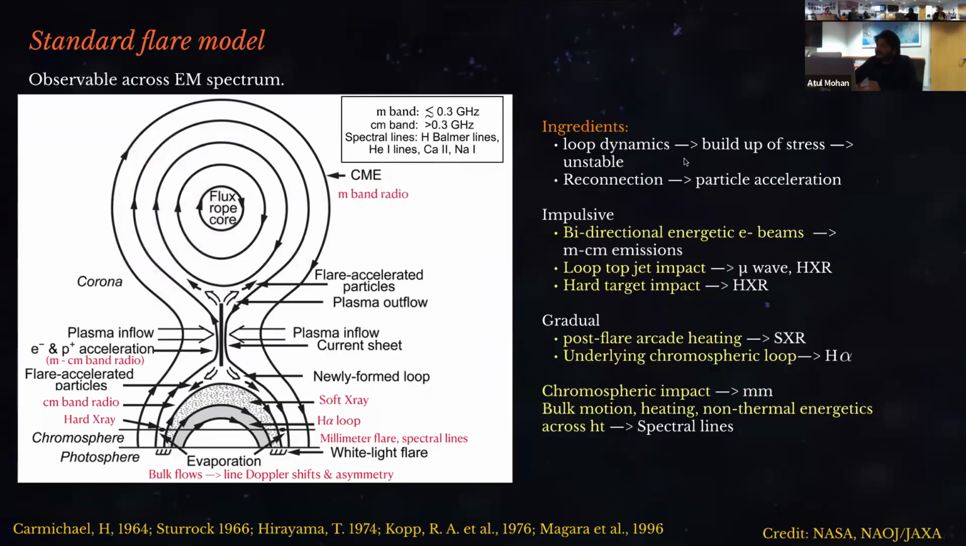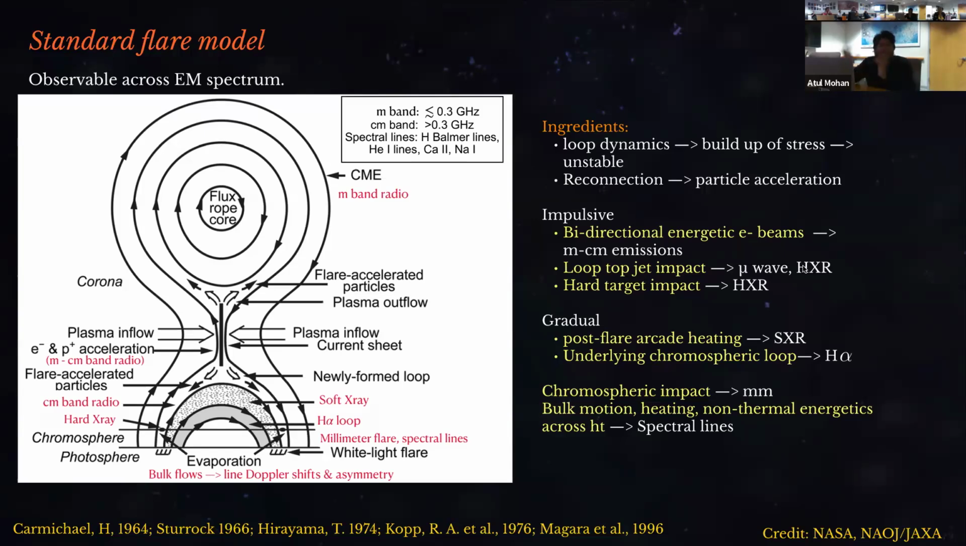So first, like I mentioned, there is this magnetic loop dynamics, caused by these convective motions, which build up the stress. And then there is this reconnection, which accelerates the particles, which you see in this cartoon here. This reconnection drives bidirectional electron jets into the upper atmosphere as well as the lower atmosphere, heating up the lower magnetic loop structures and also the higher lying plasma structures. So this initial impulsive phase is usually predominantly seen in the radio emissions from the centimeter to meter wave band, and when they hit the lower lying loop structures and the bottom atmospheric structures, you see the hard X-ray emissions and the microwave emissions.